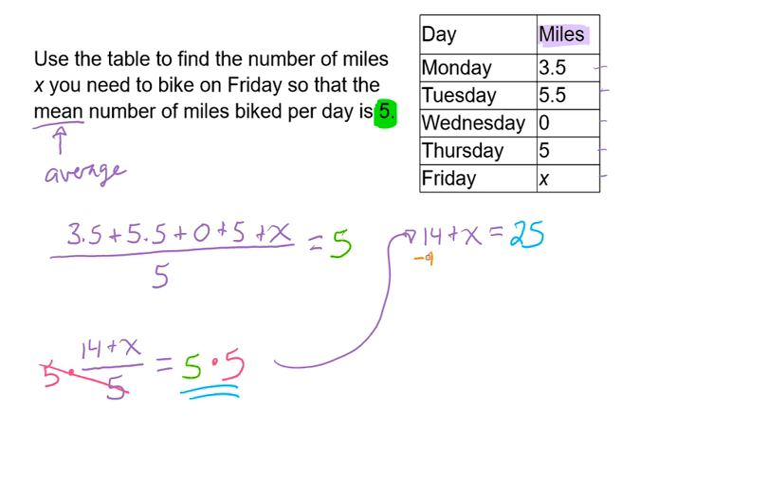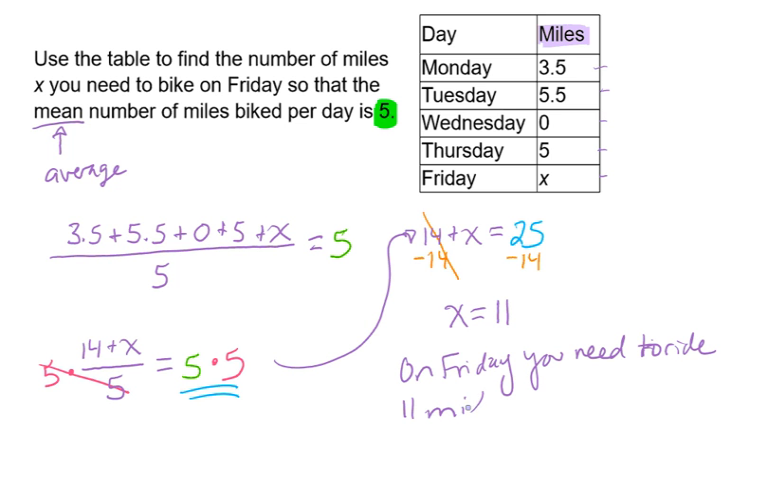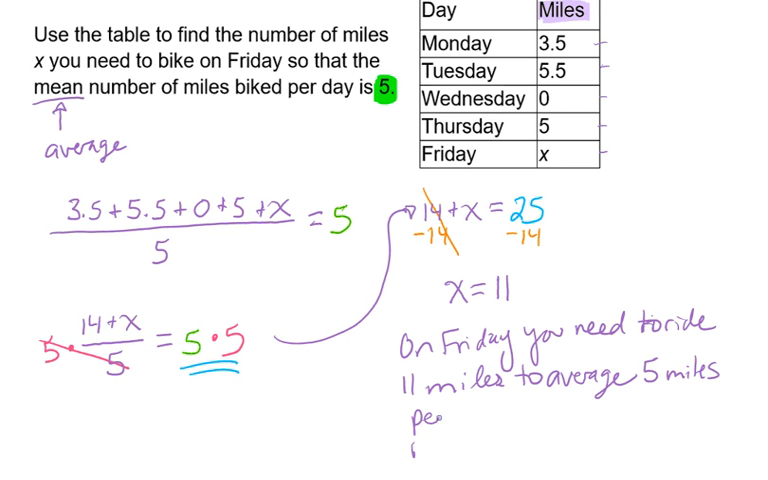Then we're going to subtract 14 from both sides, and that's going to tell us that x equals 11. So we know that on Friday, you need to ride 11 miles to average 5 miles per day. And that is our answer.